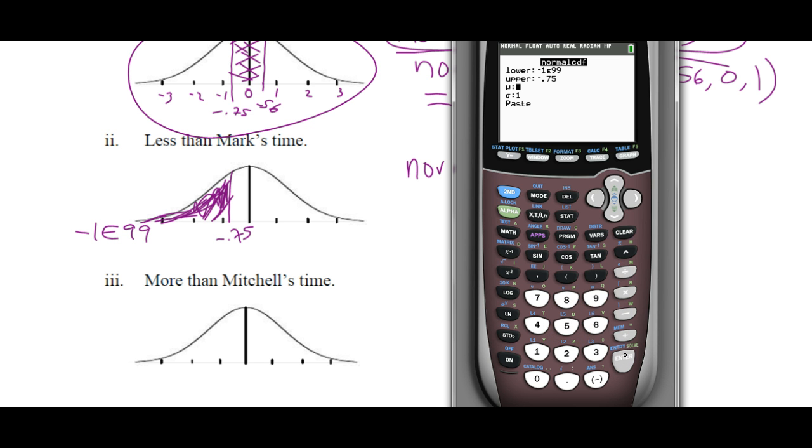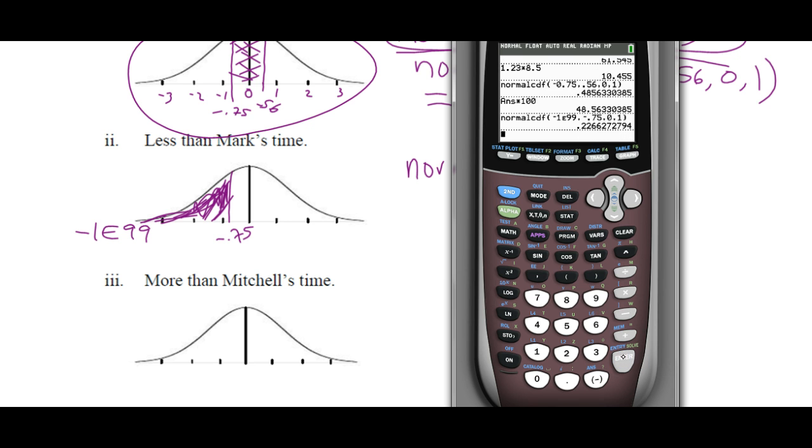And so your normal CDF, and you don't need to put, so paste. Those of you without, yours will look like normal CDF bracket negative 1E99 comma negative 0.75, and then you can close the bracket. You don't do the 0, 1. If you're doing a z-score, you don't have to do the 0 and the 1. It defaults, just like you saw in the menu, which came up with a 0 and a 1 already in there. So that's what it'll default to.